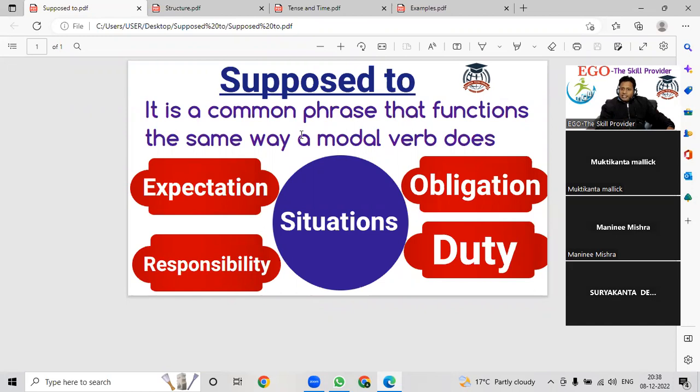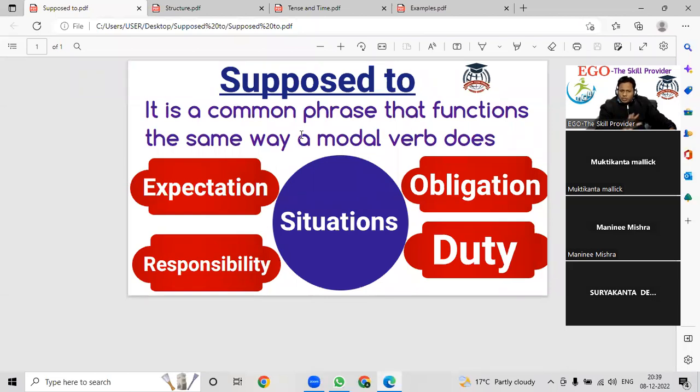You are expecting that person is driving, he should be doing some work. He should have done some work like that. Responsibility, like you should do this work, like you have 100% responsibility on it. Duty, that is also where you use should, and obligation, you use have to or must.